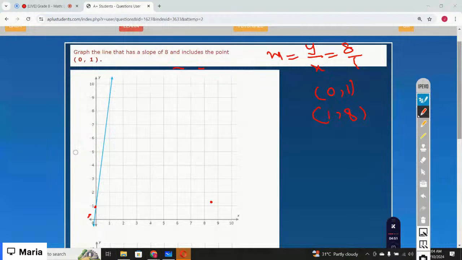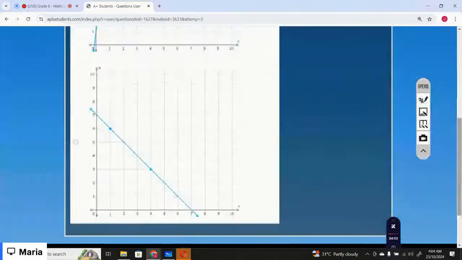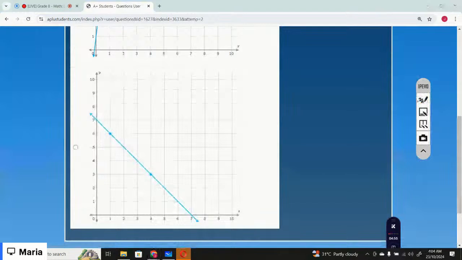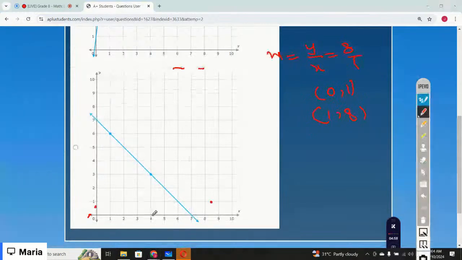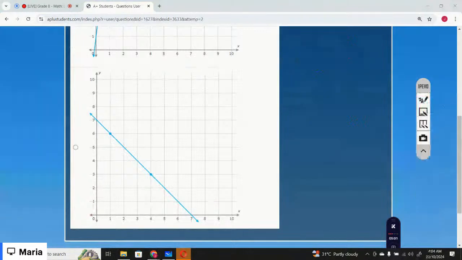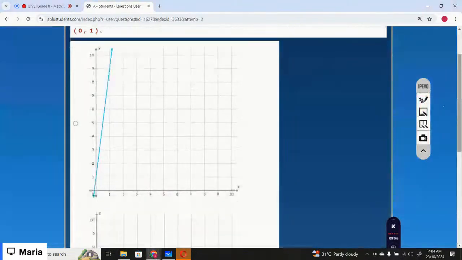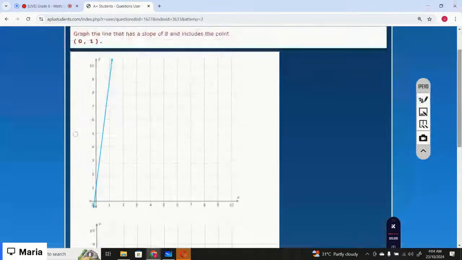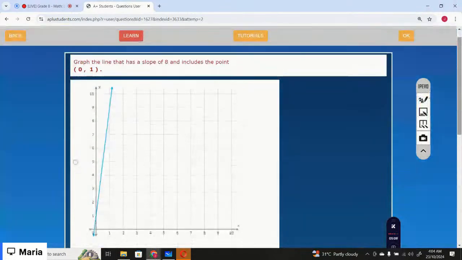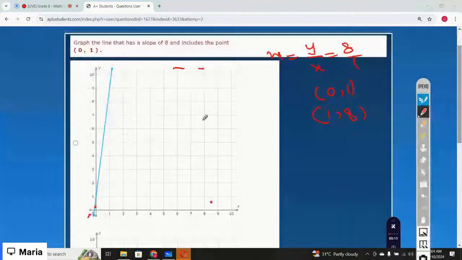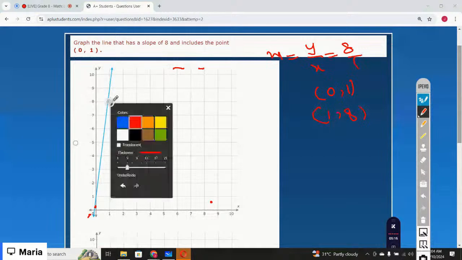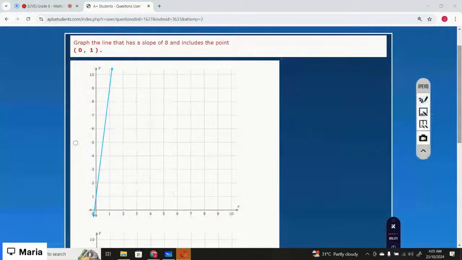Just look at the second graph. That is also not the point. That is the point, right? The slope is 8. X is 1 and y is 8, but the point must be here, right? So option number 1 is the correct option.